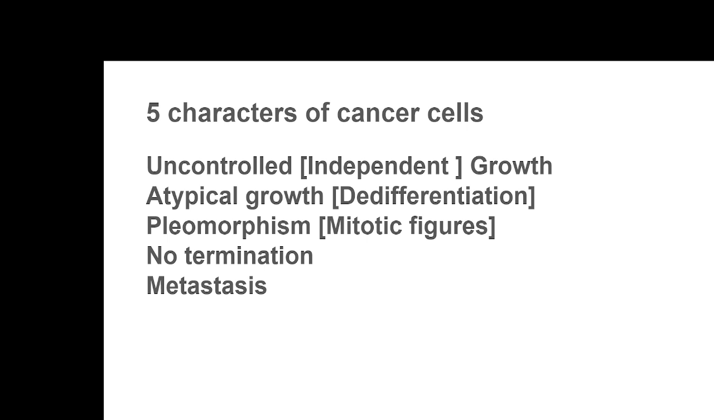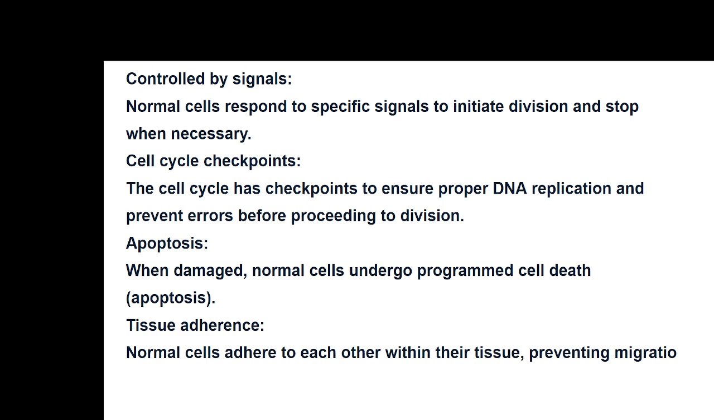is: tumor is a growth which is independent or uncontrolled growth with atypical formation and pleomorphism, and pleomorphism means mitotic figures which don't have any termination, and it tends to metastasize. So the 5 characters mentioned of cancer cells are uncontrolled or independent growth, atypical presentation, pleomorphism where they do not have a termination, and metastasis. Now what we mean by these 5 characters, I'll try to go into a bit of detail.